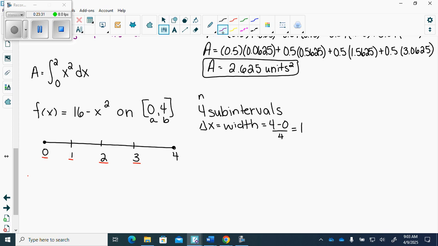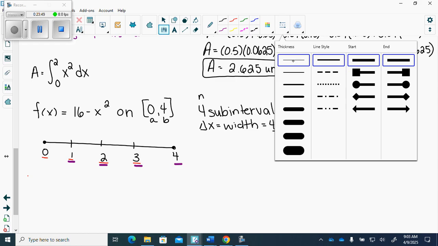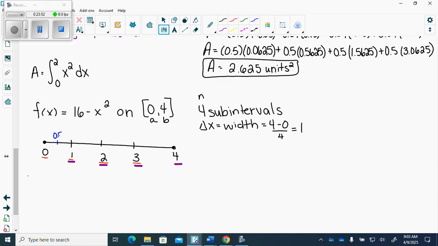What would I use for right? F of 1, F of 2, F of 3, F of 4. Correct? What would I use for midpoint? For midpoint, 0.5, 1.5, 2.5, 3.5. But we would use f of those, correct? So we'd have to find out what they are as the y values. We agree? Does that make sense?